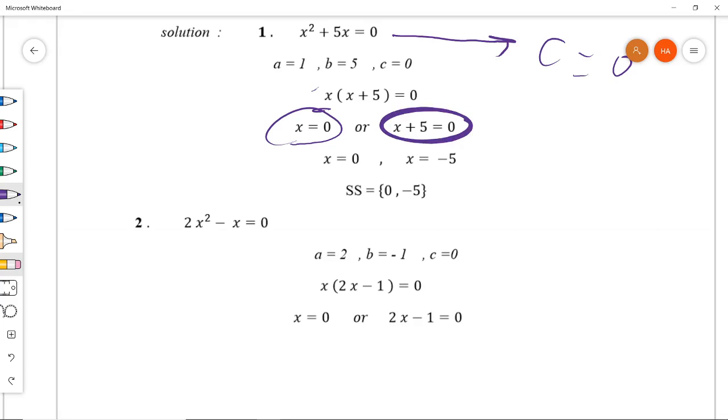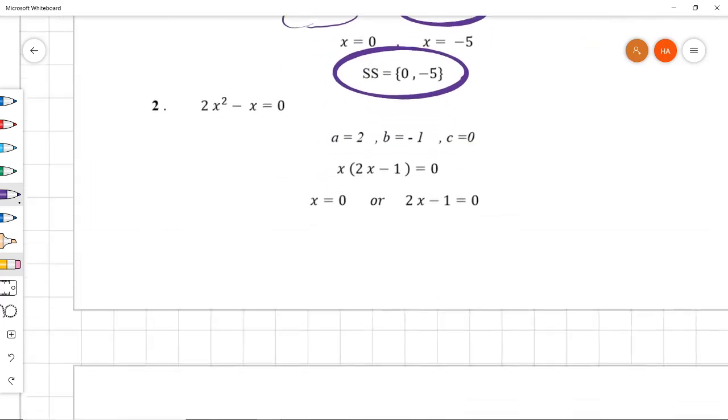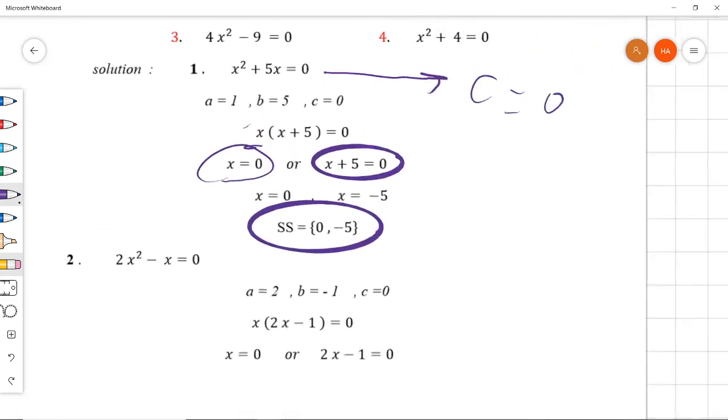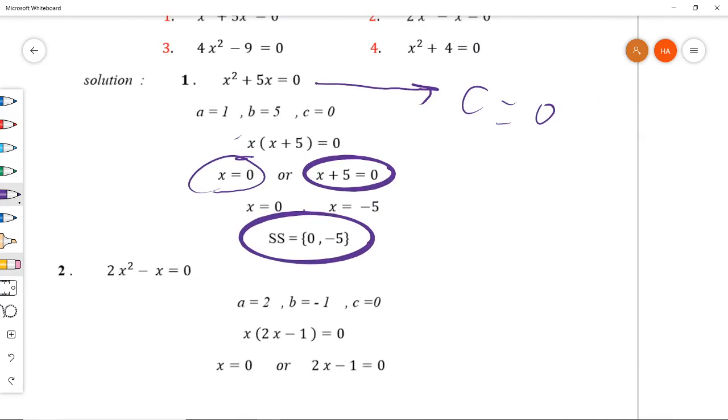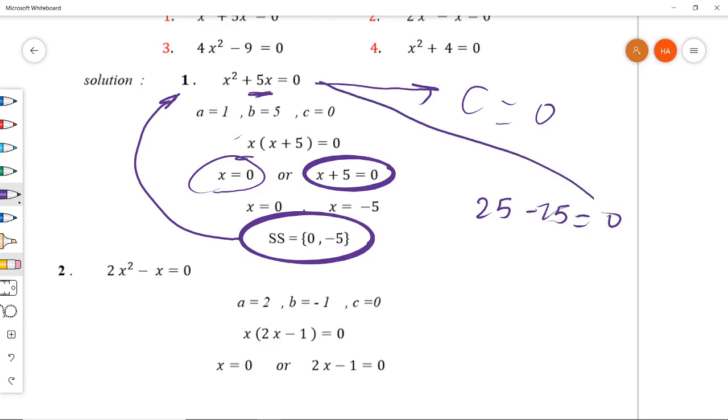So the solution set is 0 and negative 5. Two solutions for this equation. تقدر تتأكد منهم بسهولة أصلا. هاي مثلا خلينا نتأكد من negative 5. عوضها هون. negative 5 square is 25. negative 5 نعوض وين؟ احنا في المعادلة الأصلية هون فوق. negative 5 times 5 here is negative 25. so 25 ناقص 25 بتساوي 0. إذا true, yes it is true, equals 0.